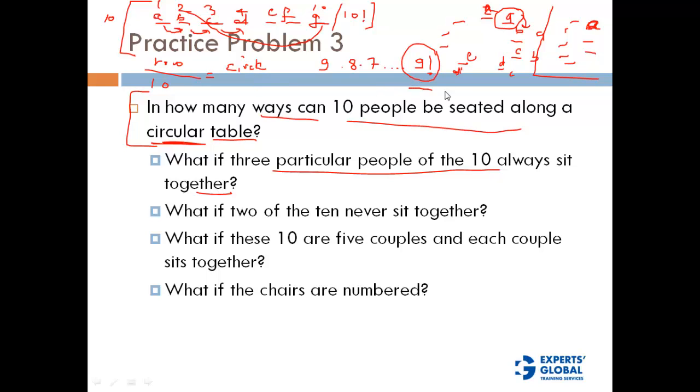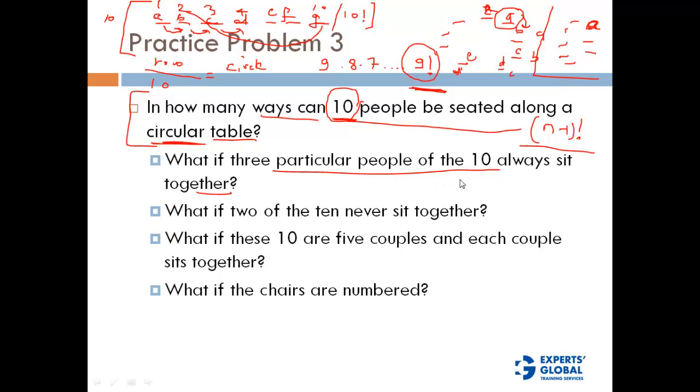So that is why the trick here is that whenever you are worried about people sitting in a circular fashion, we subtract 1 from n and we are only worried about n minus 1 people, and n minus 1 factorial is the number of ways in which they can sit around a circular table. This is with no restriction. Now let's look at some restrictions.